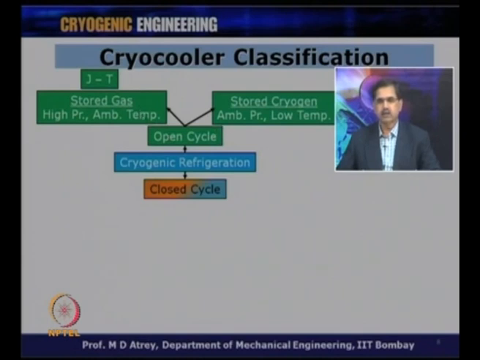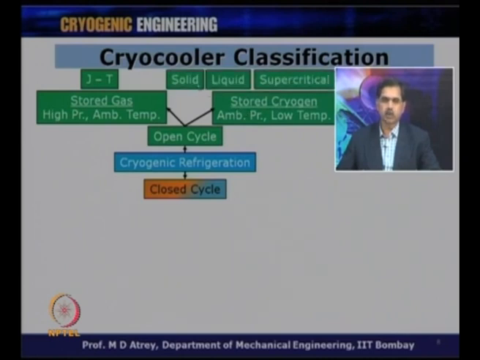The other part is, instead of stored gas, I can go to stored cryogen. I can use liquid nitrogen, liquid helium for example. I can use this to cool whatever object I want to cool, and this gas, after delivering the cooling effect, can again be let go to the atmosphere, alright. So, that is why we call it open cycle. We do not collect it back and compress it back and things like that. So, here I can use solid cryogen, liquid cryogen, supercritical cryogen. So, stored cryogen I can use in any form.